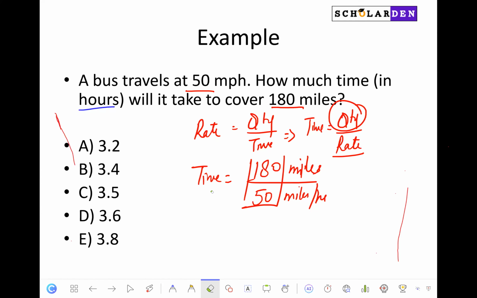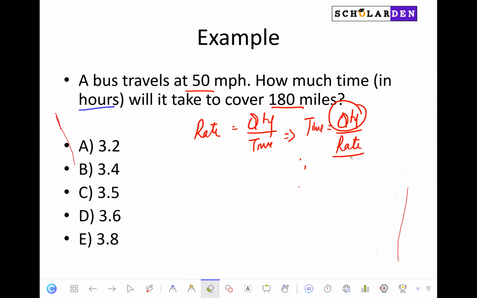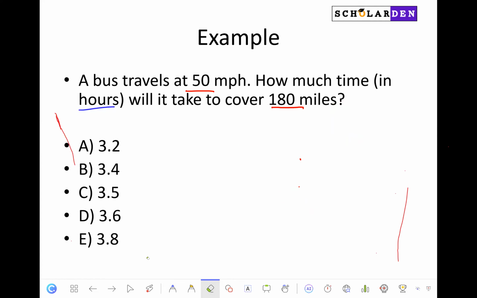Okay, so in this particular case, I see that a lot of you have really grasped this quickly and worked your way through the example really quickly. That's wonderful. The time that we find is that if we divide 180 by 50, you get the answer, which is 3.6 over here. Remember, the units are in hours, because that is the unit in which the question asks us to provide the answer.